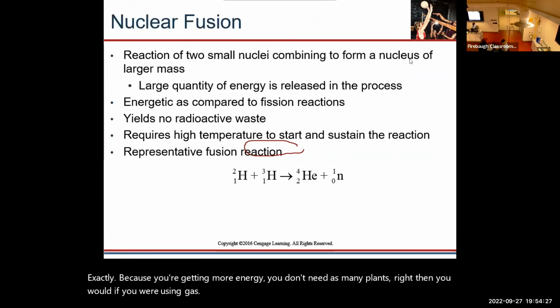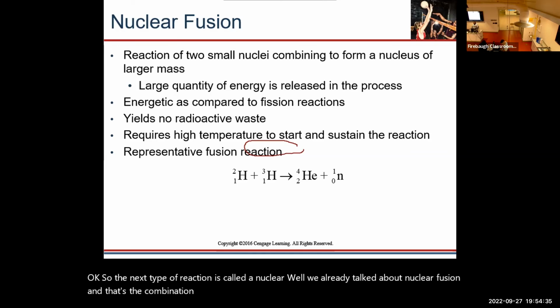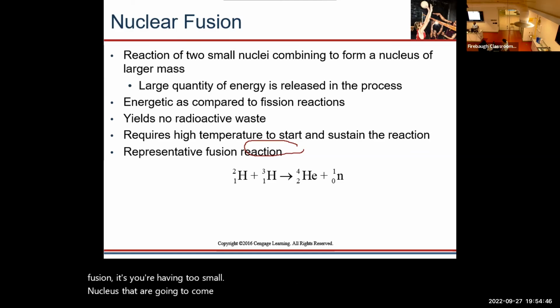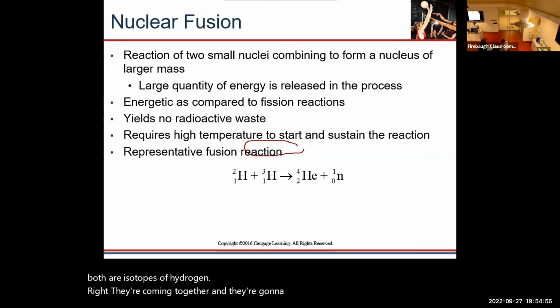Okay, so the next type of reaction is called nuclear fusion. Usually in nuclear fusion you have two small nuclei. In this case, we're using deuterium and tritium. Both are isotopes. They come together.